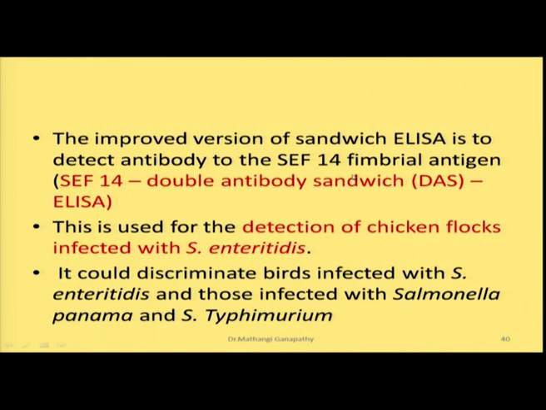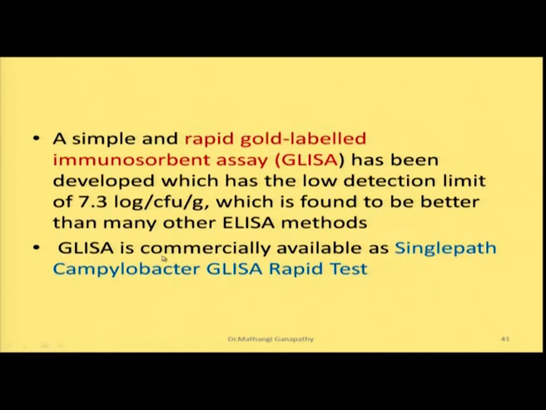And you have a newly developed technology which is called the DAS ELISA, which can detect Salmonella in chicken flocks. It can discriminate between infected poultry and uninfected poultry. Then you have another method which is called GLISA, which can detect as low as 7.3 log CFU per gram, which is more sensitive than the other ELISA methods. And this GLISA method is commercially available for detecting Campylobacter in a rapid test.